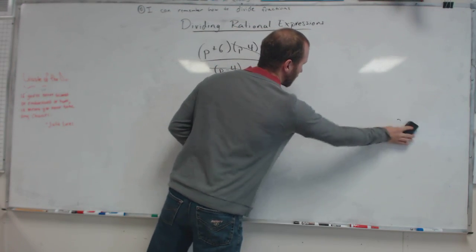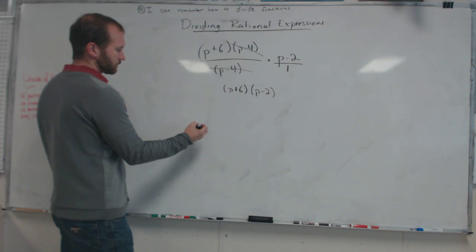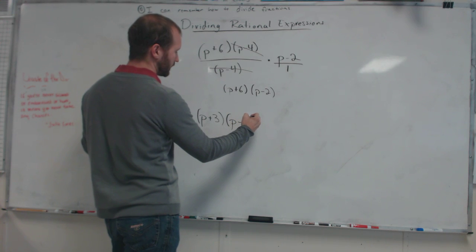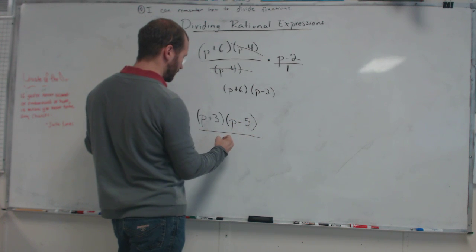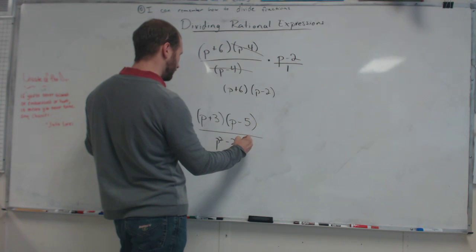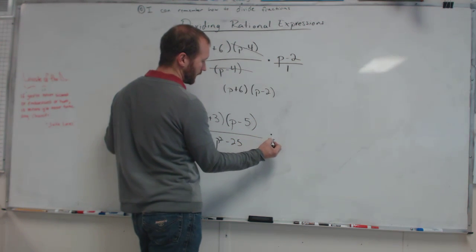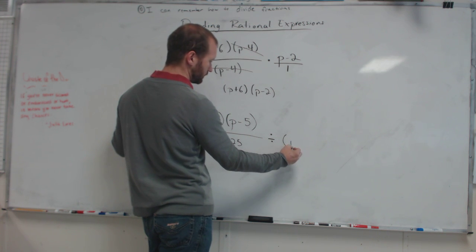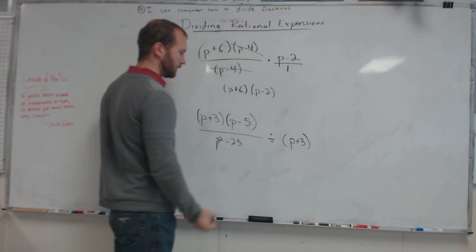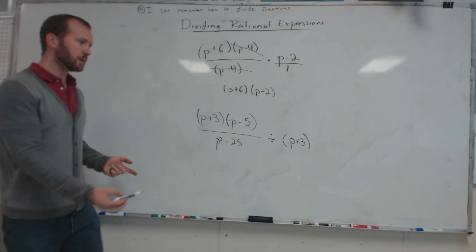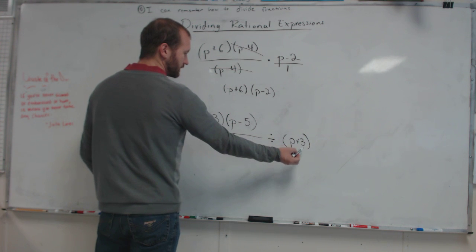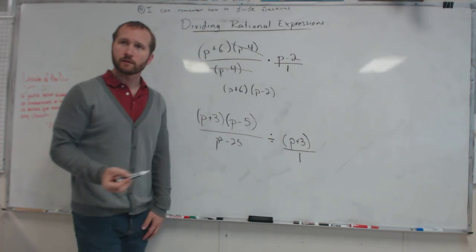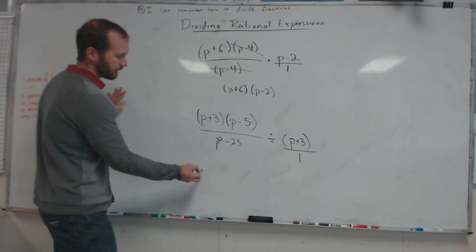What if we had a division problem like that? I'll just make one up, P plus 3 times P minus 5 over P squared minus 25 divided by, and then what if we just had one factor? Then it would be 1 over that factor. P plus 3. That would be 1 over P plus 3. How do we turn that into multiplication? Yeah, so I'm going to flip this. In order to flip it, I may want to write over 1. And then I can flip and multiply.